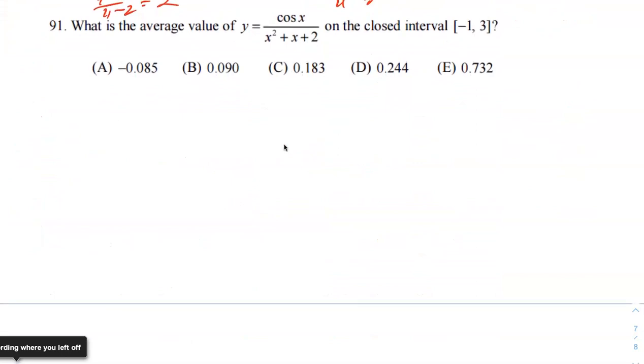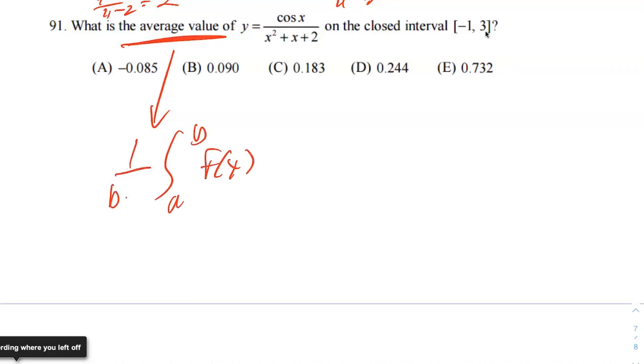Next one. What is the average value of y equals cosine x over x squared plus x plus 2 on the closed interval negative 1 to 3? With the calculator, this couldn't be any easier. You just got to remember the average value formula. It's the integral from a to b of f of x times 1 over the difference in the limits. That's the average value formula.